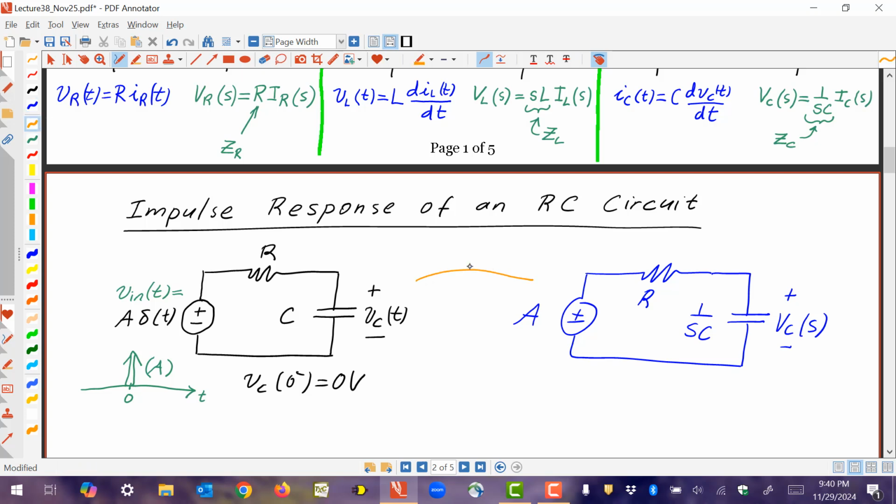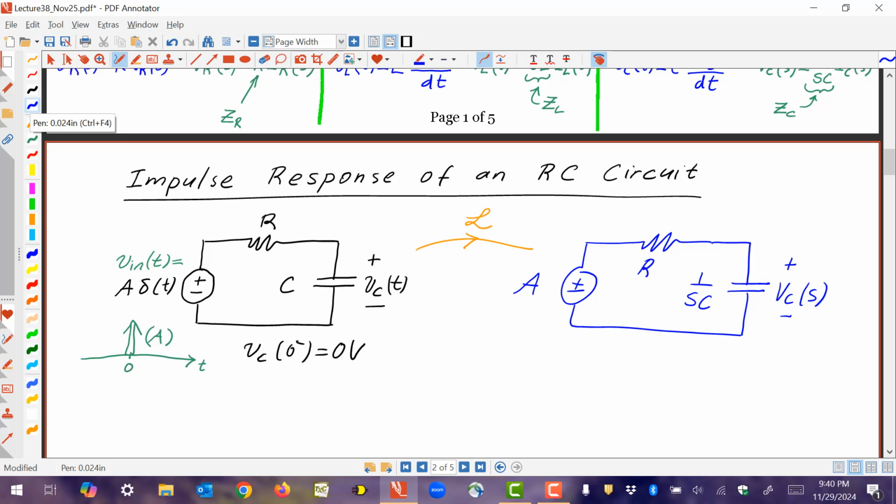So we can maybe put a little notation here that we Laplace transform the circuit. And now the nice thing about this blue circuit is that everything is pretty much in ohms. 1 over sC is in ohms, R is in ohms. A looks like a DC voltage source basically, which it is not, but we can treat it that way. And V C of s is the voltage across the capacitance. So to solve for V C of s, we can just use voltage division. Instead of resistances, we have impedances.